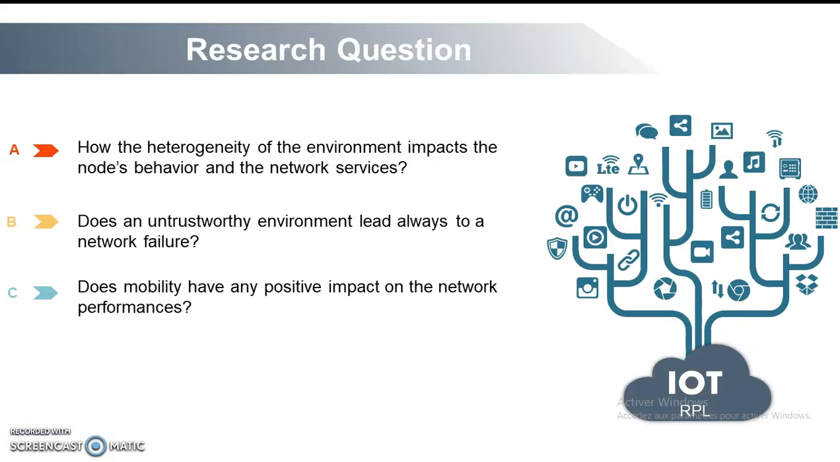The main fundamental questions this work is handling are: 1. How does the heterogeneity of the environment impact the node behaviors and the network service? 2. Does an untrustworthy environment always lead to a network failure? 3. Does mobility have any positive impact on the network performance?